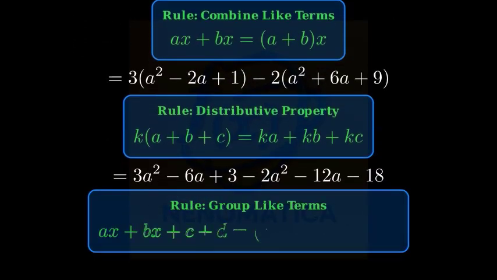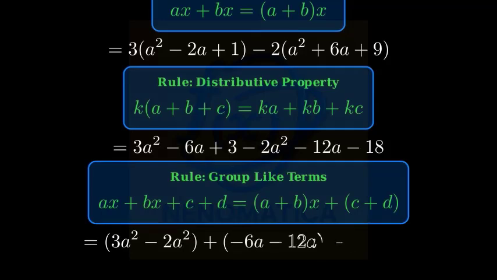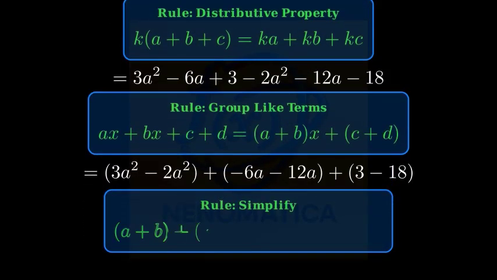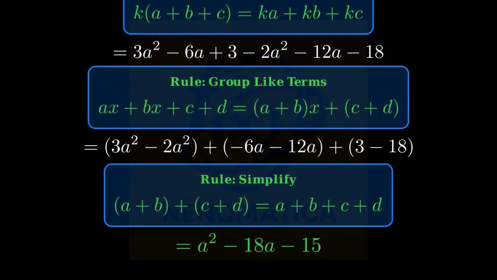Let's group like terms to make our final simplification easier. We group the a squared terms, the a terms, and the constant terms. Finally, we combine like terms to get our simplified expression. 3a squared minus 2a squared gives us a squared. Negative 6a minus 12a gives us negative 18a. 3 minus 18 gives us negative 15. So our final answer is a squared minus 18a minus 15.